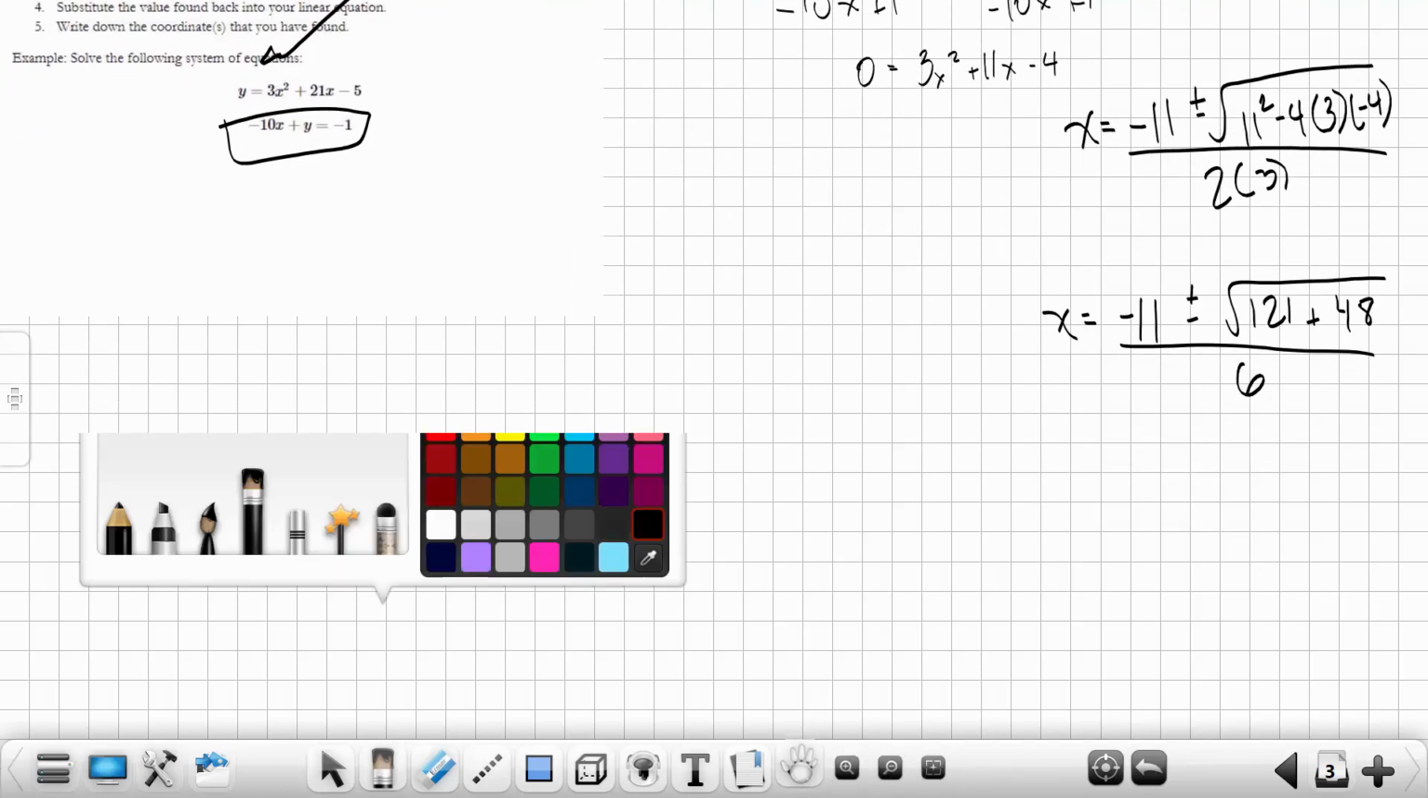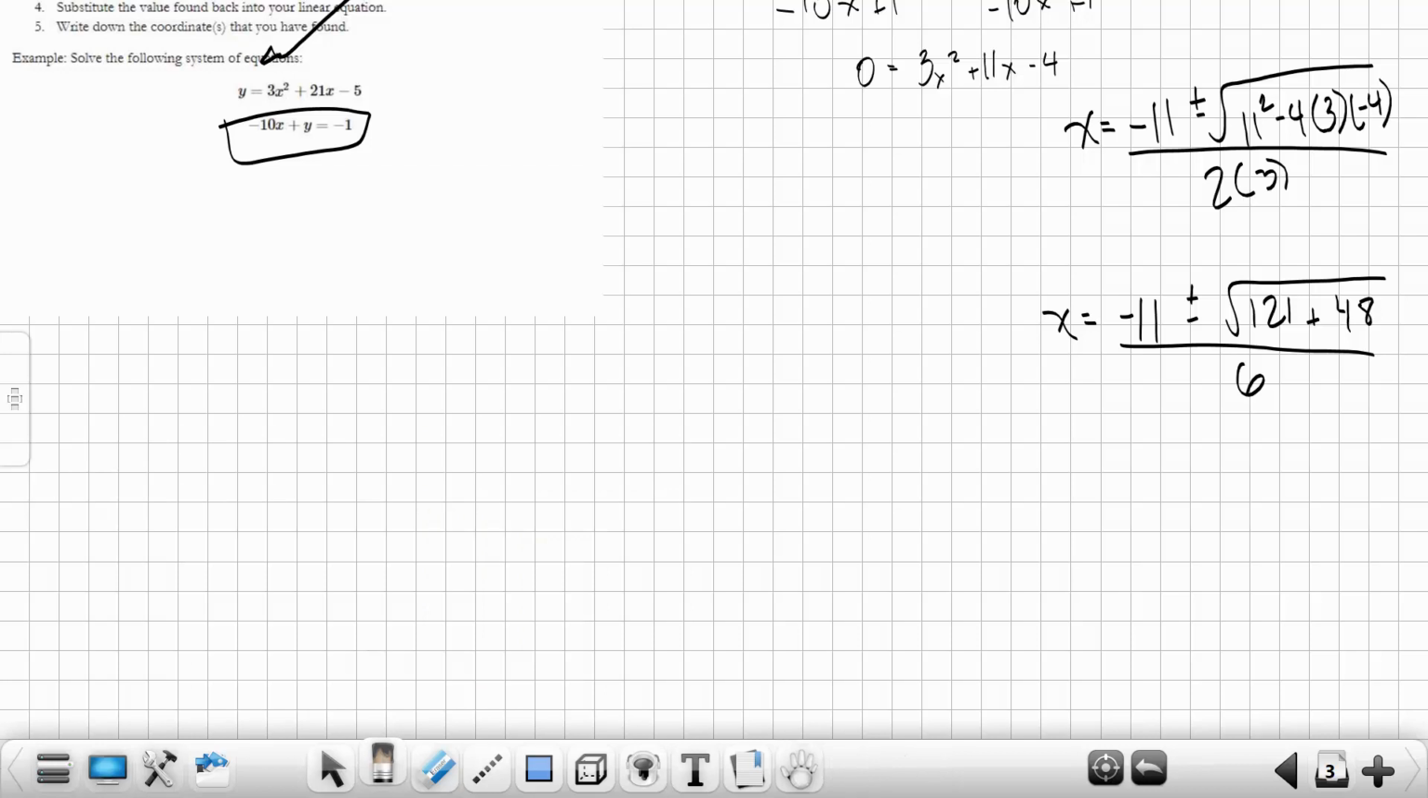All right. 121 plus 48, we get 169. That is 13 squared, yes or no? Yeah. Okay. Wait, would you divide 11 by 13? We can't divide yet, so we get negative 11 plus or minus 13 over 6.